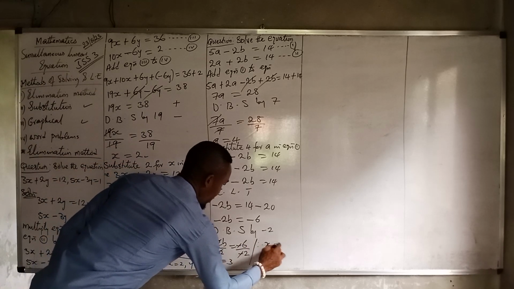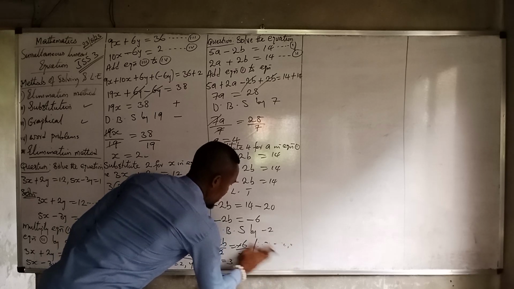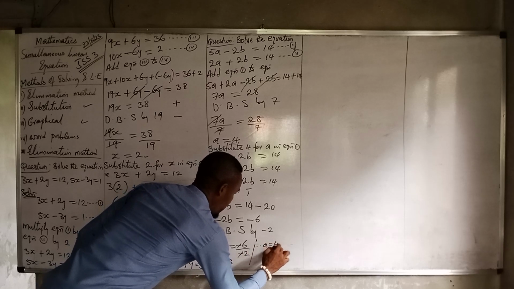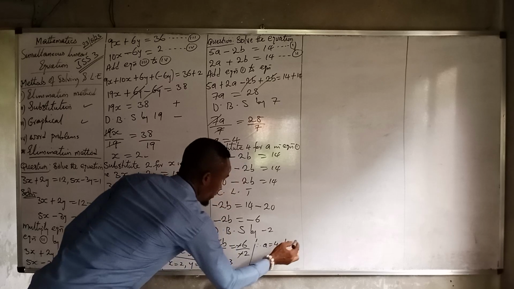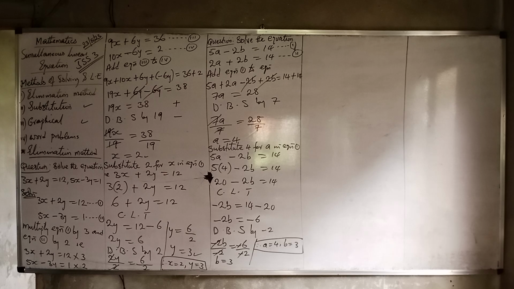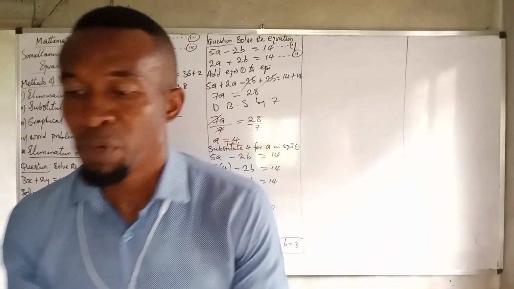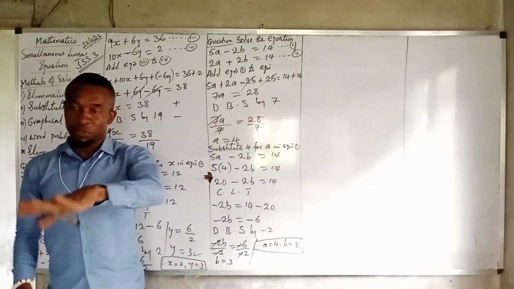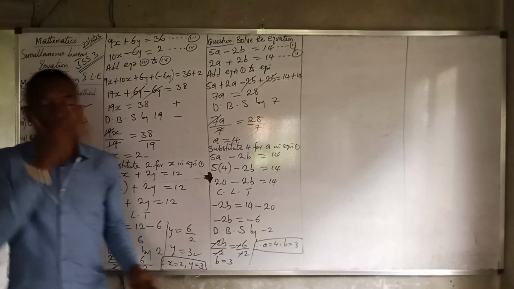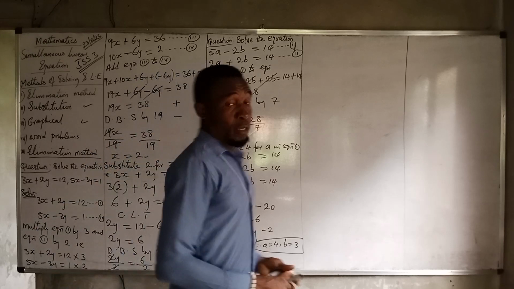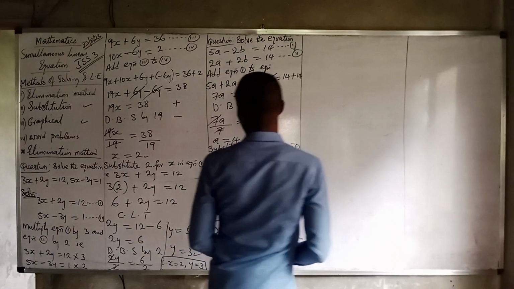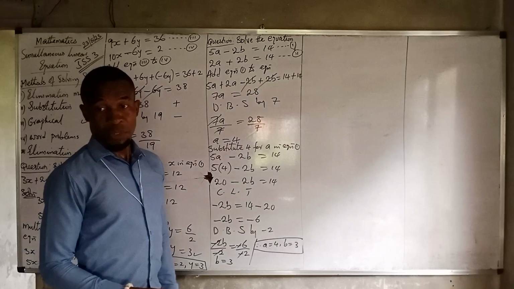So therefore, my a is 4, and my b is 3. These are my answers. Do you understand? Okay. Now, pick any question of your choice, the one you think is difficult for you to solve, from that exercise. Any question you think is difficult for you to solve, just bring it out.